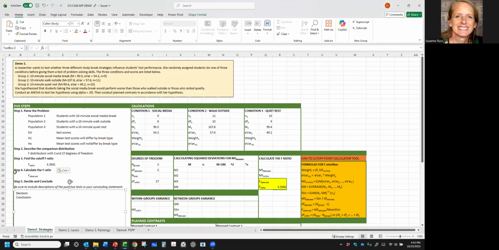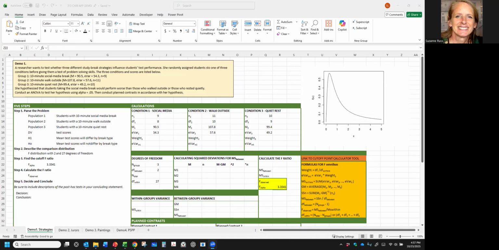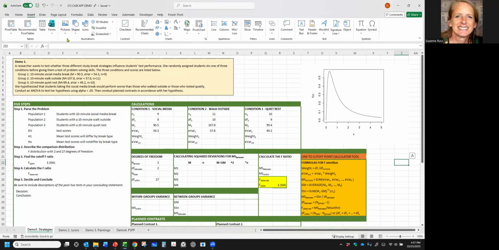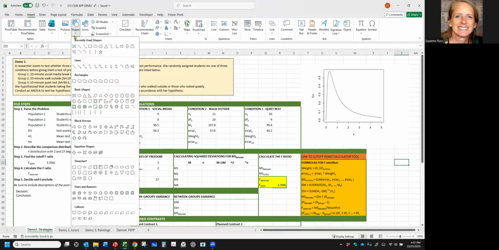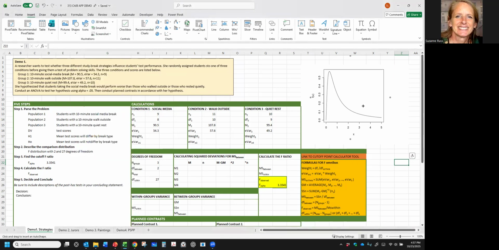All right, our next step is to calculate the F ratio. But before we do that, let me draw on this F distribution what that cutoff point is going to look like. I don't have my screen on with my pen right now, so let me use the insert menu to draw a line on here where the cutoff point is going to be.